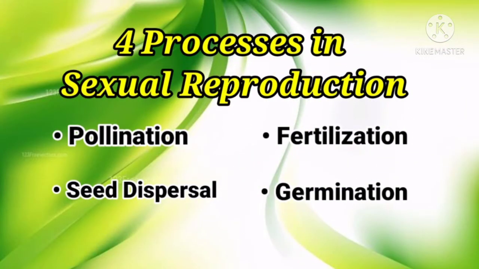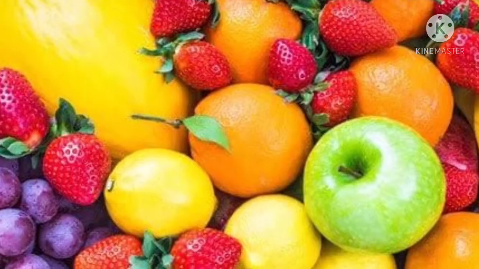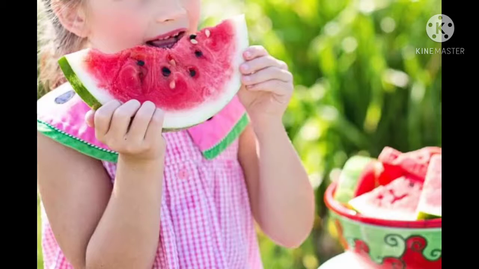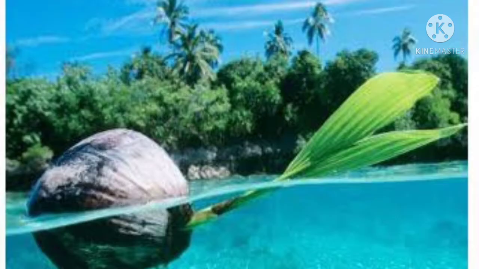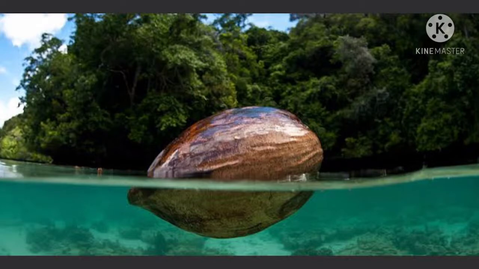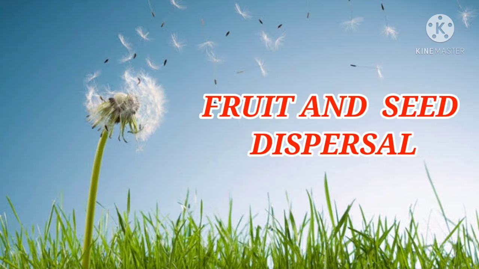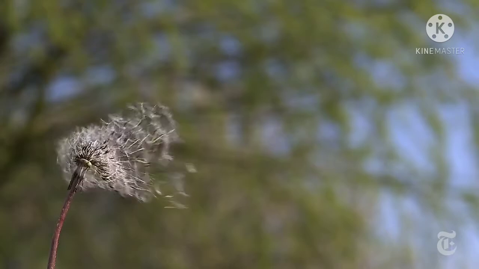Let's go to the third process, the dispersal of fruits and seeds. Young plants that came from fruits and seeds may crowd each other and compete for light, water, and nutrients. Therefore, they need to be scattered away or dispersed from their original plants. The process is called fruit and seed dispersal. There are several methods of fruit and seed dispersal.